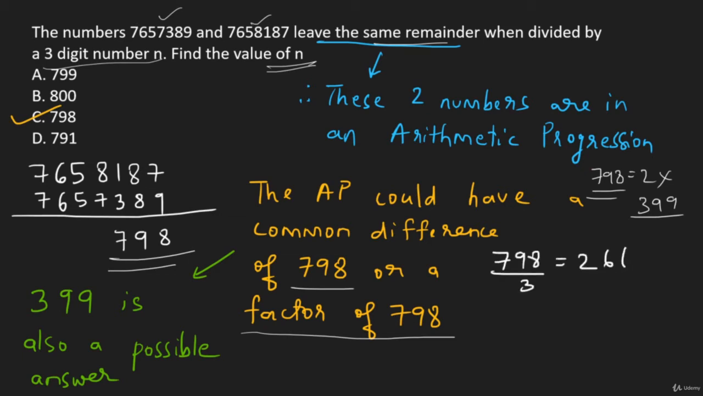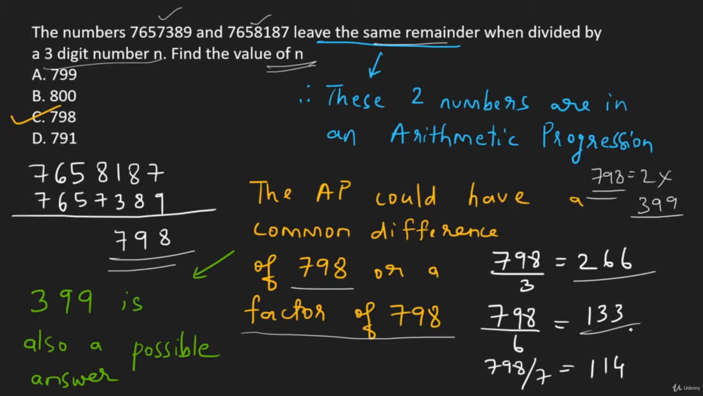You could have 798 by 3, which is 266. 798 by 6, that's 133. 798 by 7, that's 114. So all of these are possible answers. So you have 5 possible answers, out of which any could be given in the answer choices.